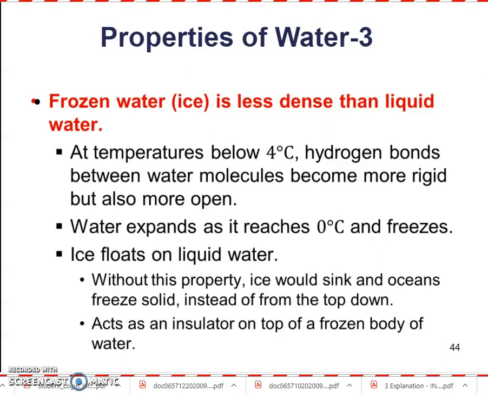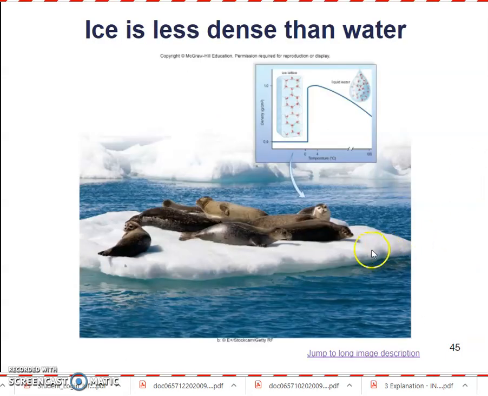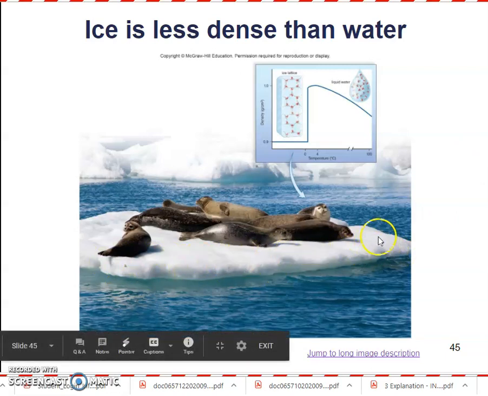Like I said earlier, without this property, ice would sink, and eventually oceans would freeze solid instead of freezing from the top down. Okay, this ice acts as an insulator on top of a frozen body of water. So once it's frozen, it keeps the heat energy down below in. So here's a picture of some seals on a chunk of ice in the ocean.